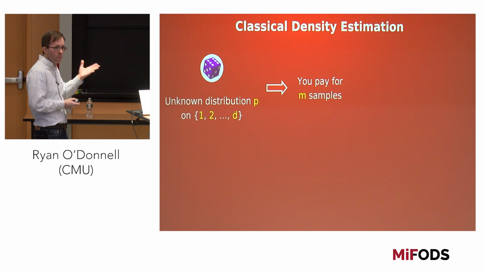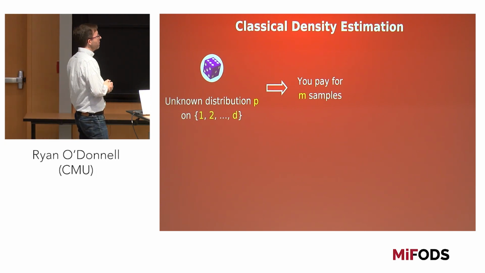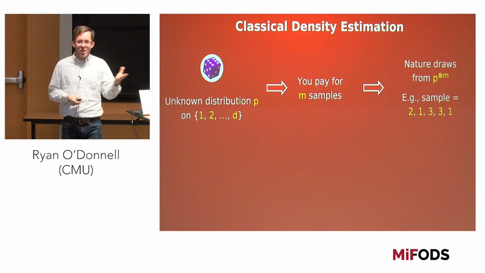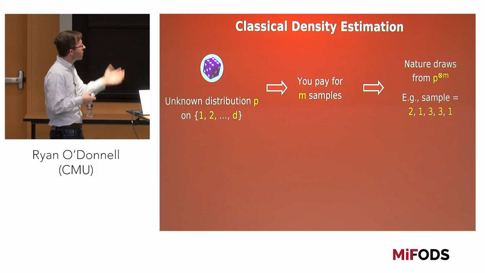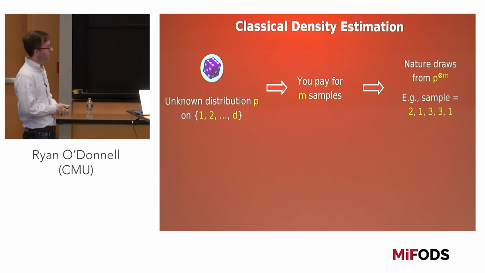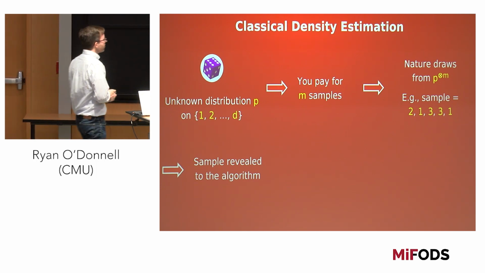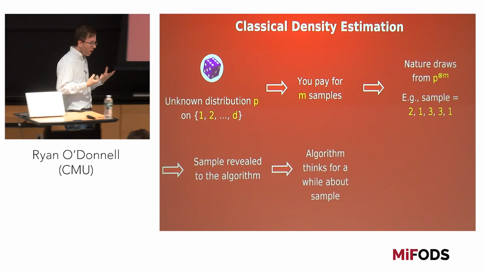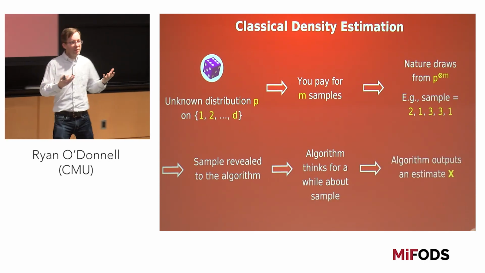So you pay for m samples. You say, I'm going to do m samples to try to learn something about this distribution P. Okay, and then nature draws the samples for you, it draws from the m-fold product distribution, rolls the die m times, and you get some sample that looks like 2, 1, 3, 3, 1. Or rather, nature produces such a sample. And then the sample is revealed to the learning algorithm. It gets 2, 1, 3, 3, 1 as input. And then the algorithm thinks for a while about the sample, and then it outputs some kind of output x.